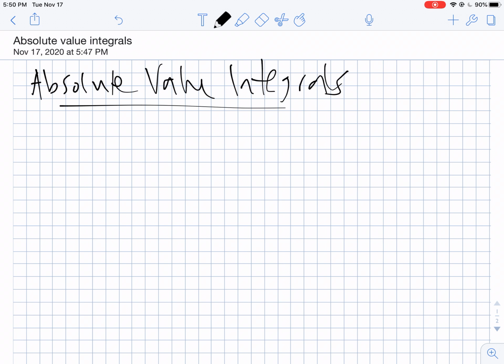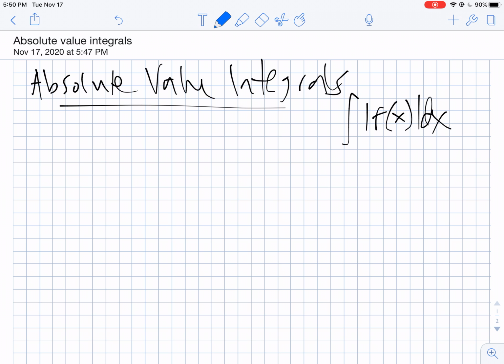All right, guys, so I've had a lot of people sending me emails and asking me after class, how do you integrate an absolute value function? So if you had some absolute value function, how would you actually compute that integral? Now, this is a great question, and we're going to talk through the strategy and then go through some examples.